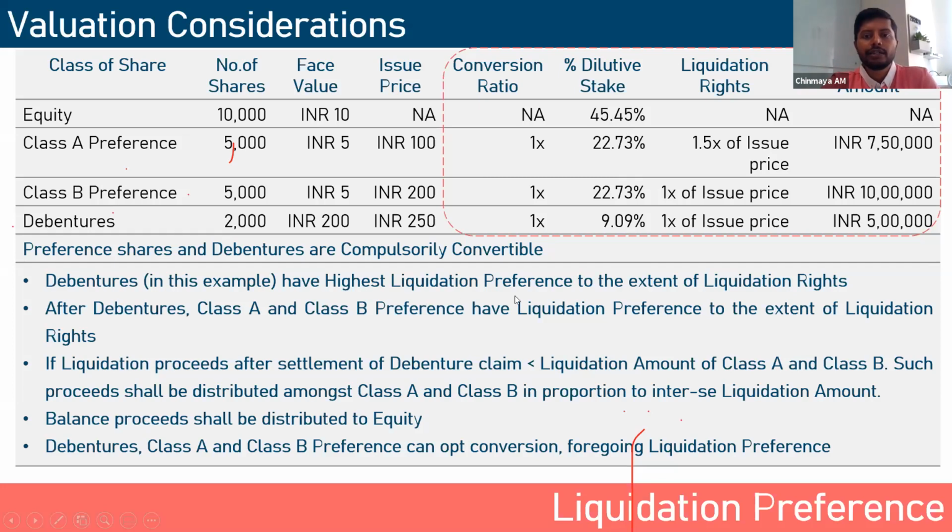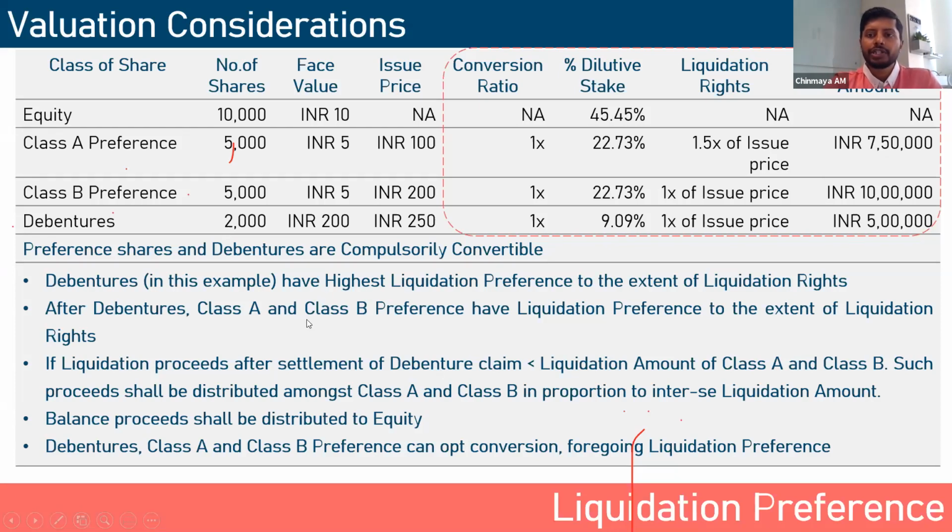And debenture in this example, first bullet, I'm reading: debenture has the highest liquidation preference. So as per the terms of the agreement amongst the shareholders, debentures have the highest liquidation preference. This is practically also true in most cases: whoever is the latest entrant will have the highest liquidation preference. Then after that, Class A and Class B will have preference equivalent to their liquidation rights, that means equivalent to this 7,50,000 and 10 lakhs.